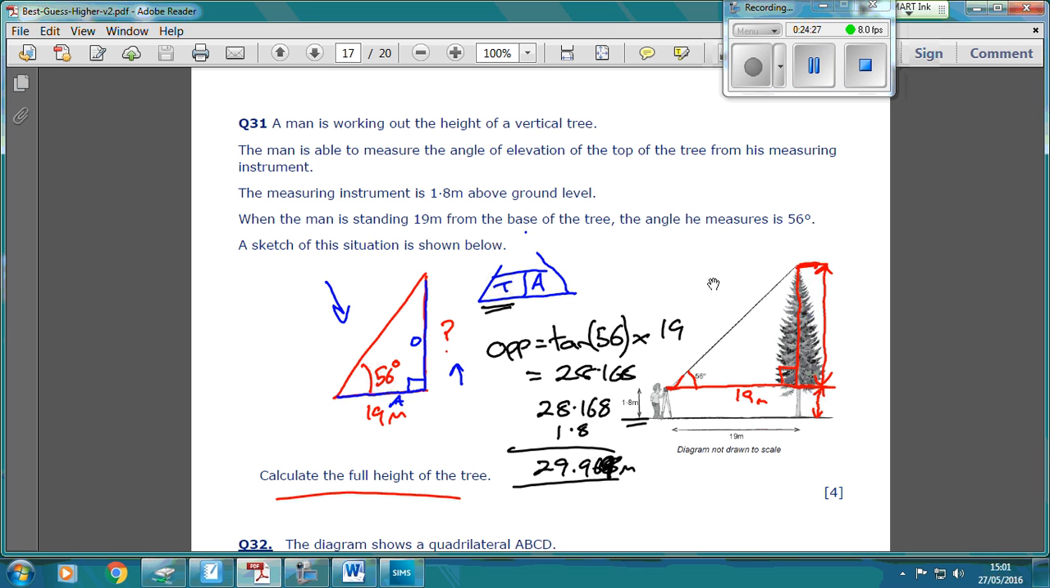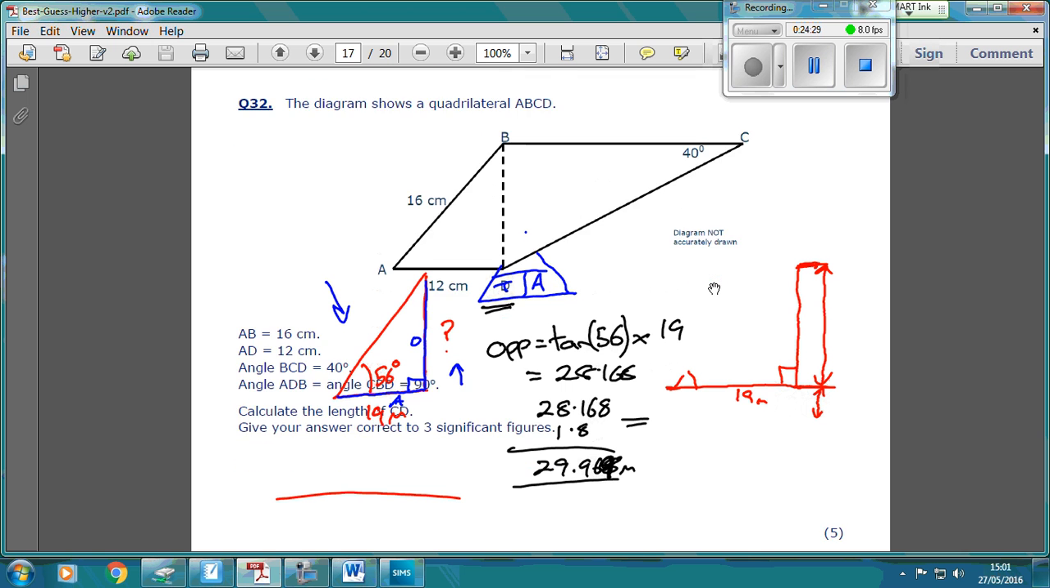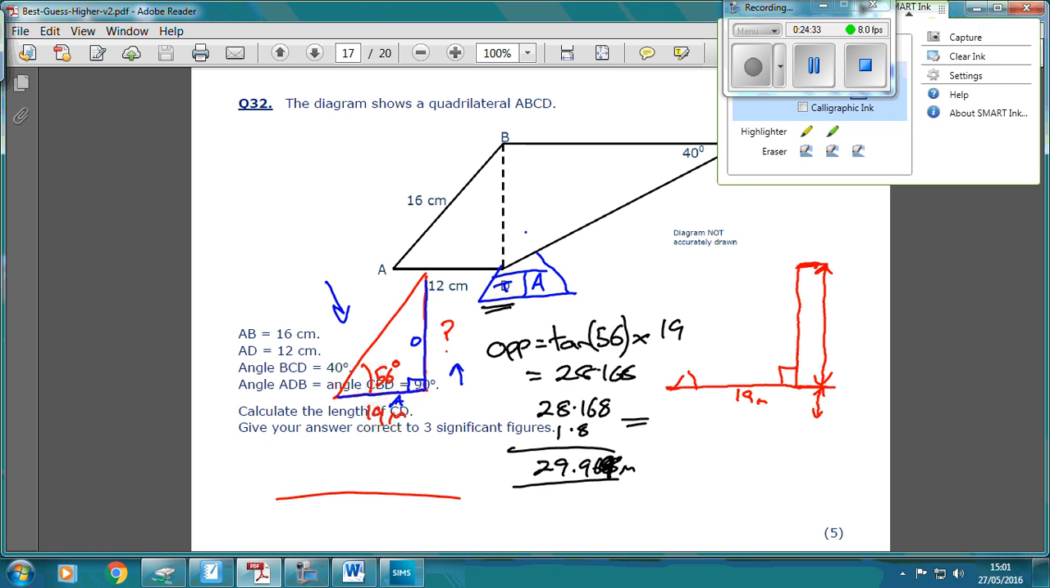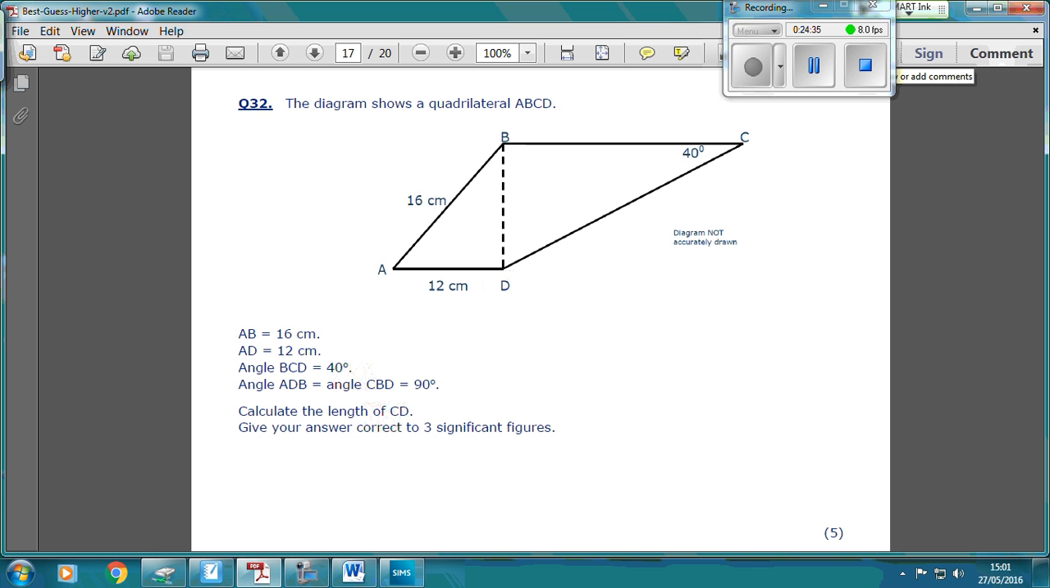Okay, next question is question 32. And we've got to calculate length CD. So what we've got here, if I use a different colour, might be easier. We've got to work out the length of a slope. Now, we've got a right-angled triangle here. So it's either going to be Pythagoras or trigonometry.